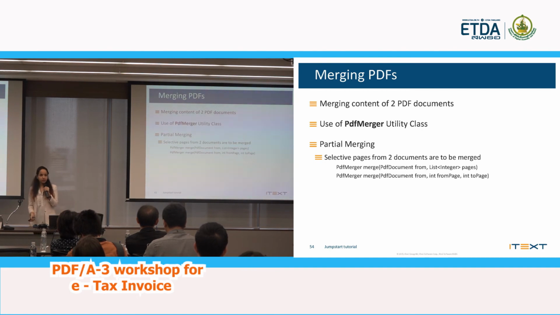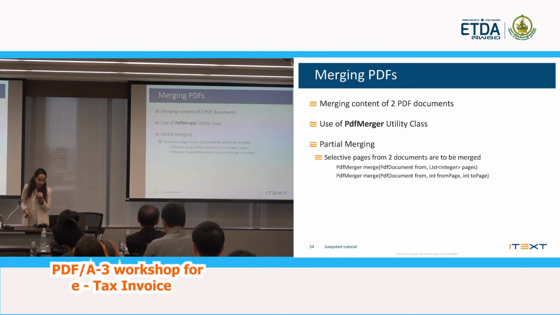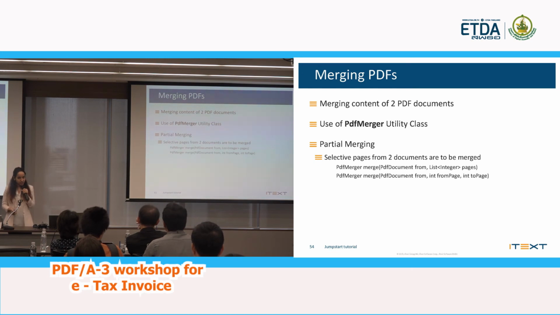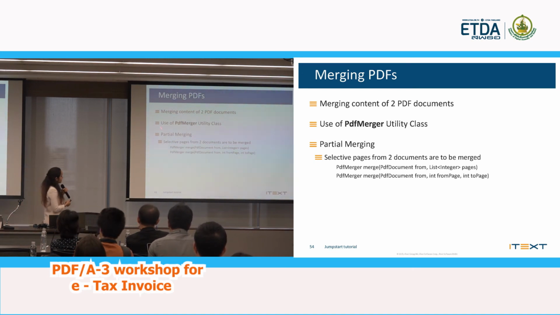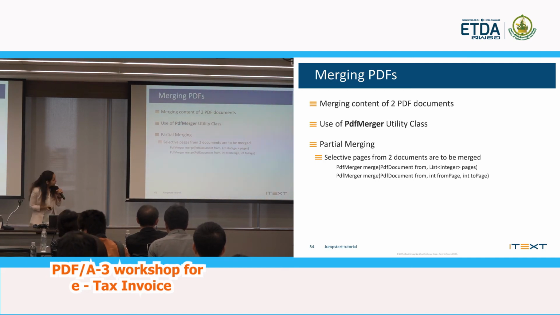The next thing that I'm going to discuss is merging of PDFs. So you can merge the content of two PDFs, and this is done using the PDF merger class. You can also do partial merging. When I say partial merging, I mean that you want to merge only the first page from the first document, and you want to merge pages 3 to 5 from the second document.